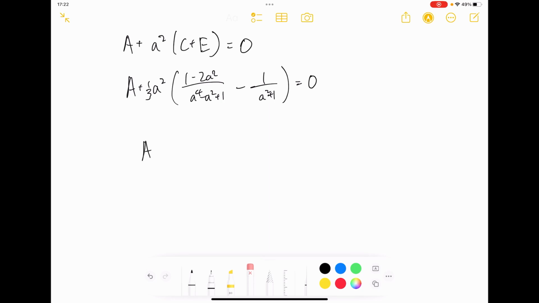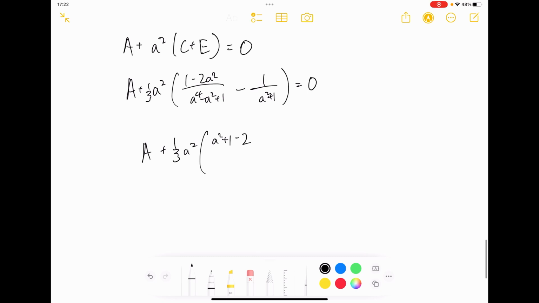Let's get rid of these brackets. Plus a third a squared. And we'll cross multiply. So that's going to get us a squared plus 1 minus 2a to the 4th minus 2a squared. Yes, yeah. And then minus a to the 4th minus a squared plus 1 divided by, remember, these two multiplied is just a to the 6 plus 1, which equals 0.